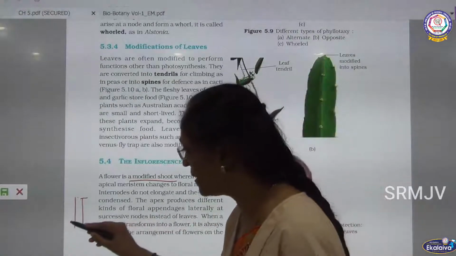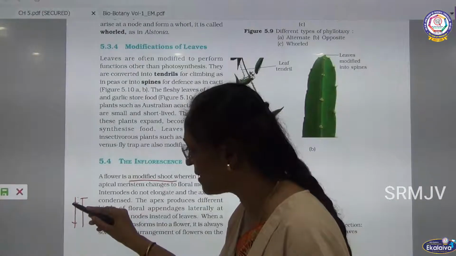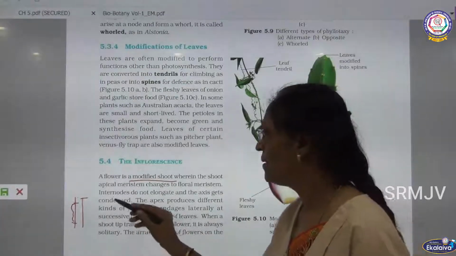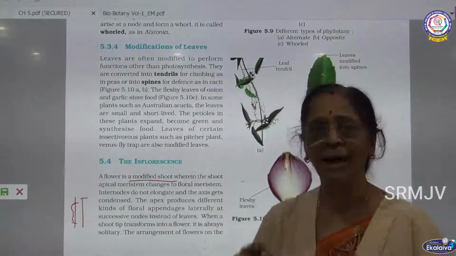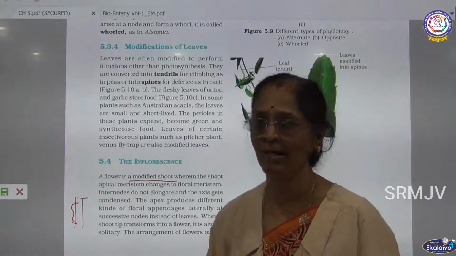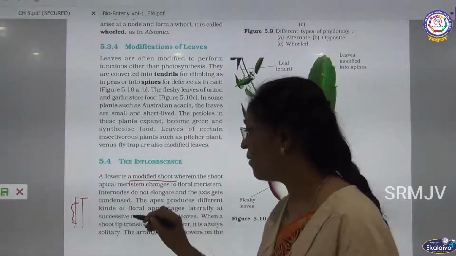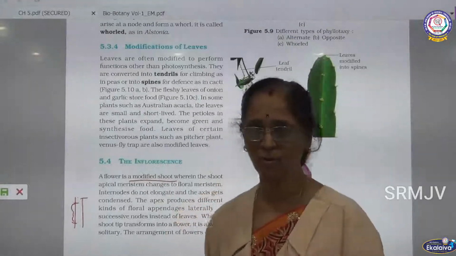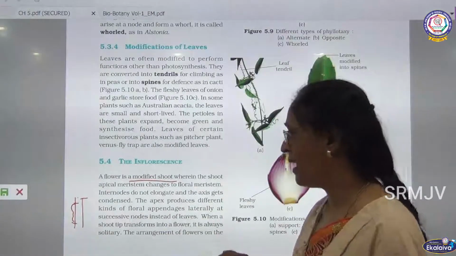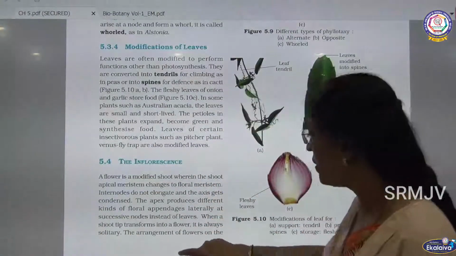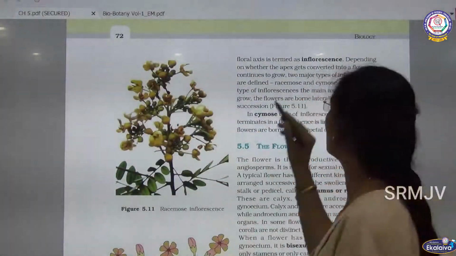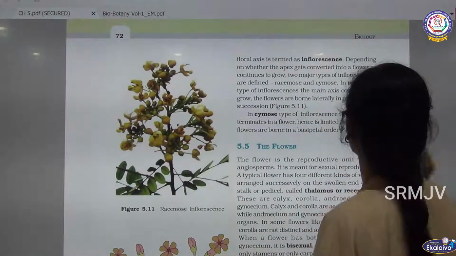So, the internodes, we know that this is the node and this is the node, and the successive distance between the nodes is what we call an internode. Here, the internodes do not elongate and the axis gets condensed, and the apex produces different kinds of floral appendages instead of the leaves at the successive nodes. So, a flower is nothing but a modified shoot, and the arrangement of flowers on the floral axis is termed inflorescence.